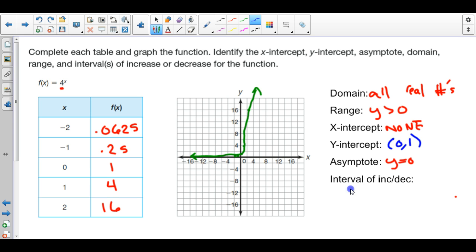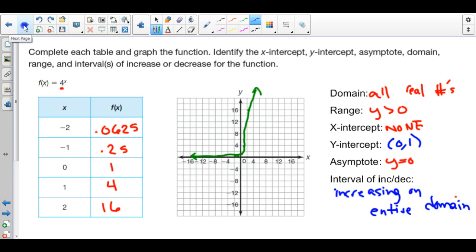And then where it says interval of increase or decrease, notice that starting from these x values, as our x values move on, and if you're reading the graph from left to right, your x values are always going to be increasing. So we always read left to right, and notice your y values are always going to be increasing in this case. So you're going to say increasing on entire domain. So what that means is as you're moving from left to right on the graph, your y values are increasing. So again, that's an example of an exponential growth function.